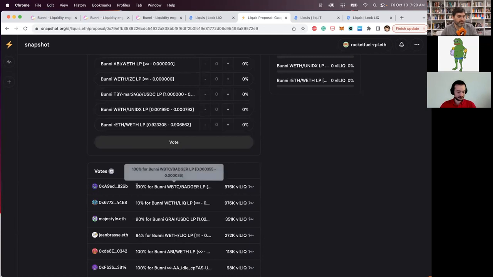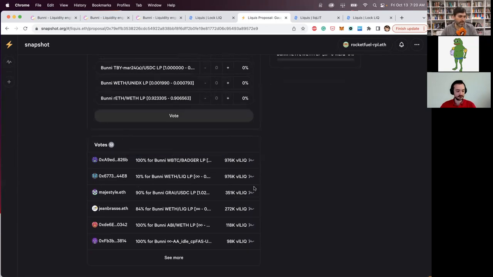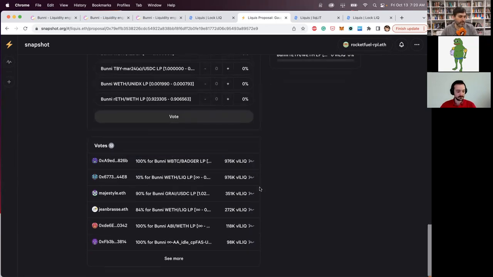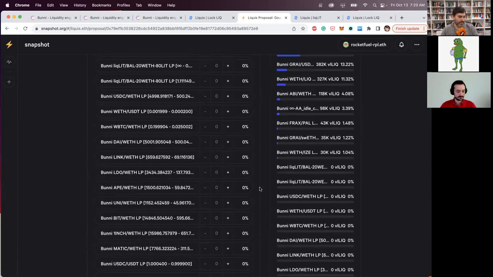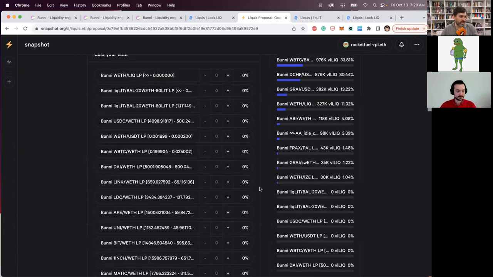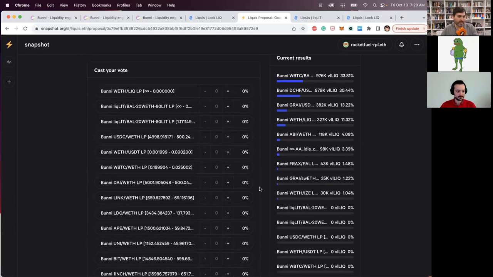That's the whole flywheel effect that can happen here. Yeah, and then people just vote for the pools that they have got their money in, basically, to give themselves more rewards. So it exactly builds upon each other. So yeah, lots of folding, lots of linking different things together to try to maximize your position.